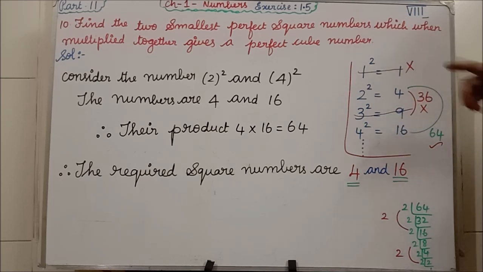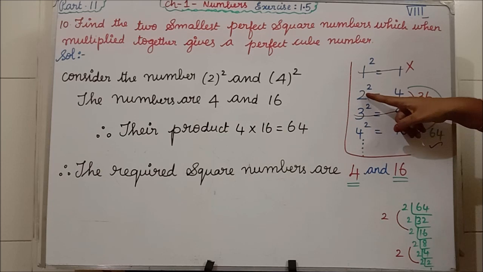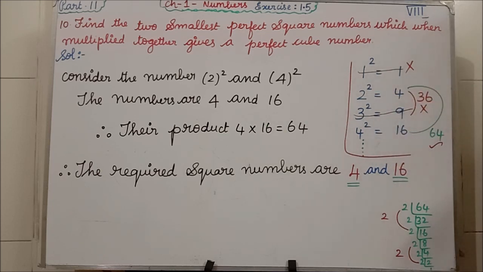Okay, next 2 square and 4 square. 2 square is 4, 4 square is 16. Next, these 2 numbers we will multiply and see. 4 into 16. If you multiply 16 with 4, what answer will you get? You will get 64. Now tell me, is 64 a perfect cube number? Yes, it is a perfect cube number.